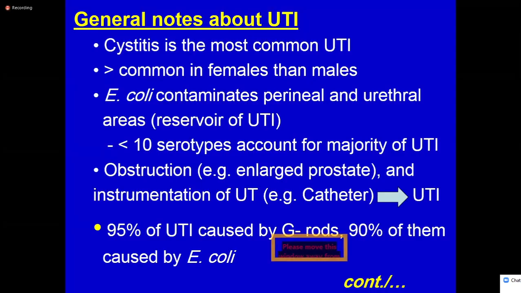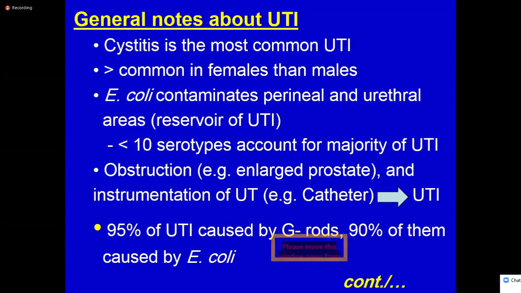General notes about UTI. Cystitis is the most common UTI, especially in females. It's more common in females than in males. Why? The urethra of the female is shorter than the urethra of the male. This will lead to the predisposition of the female to have cystitis. And there are other causes, of course.